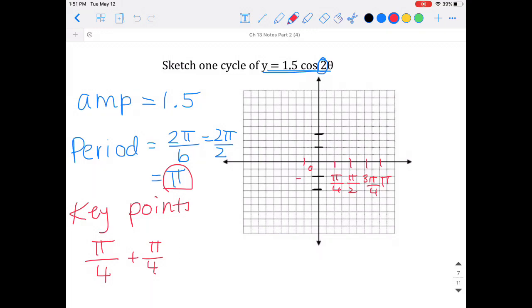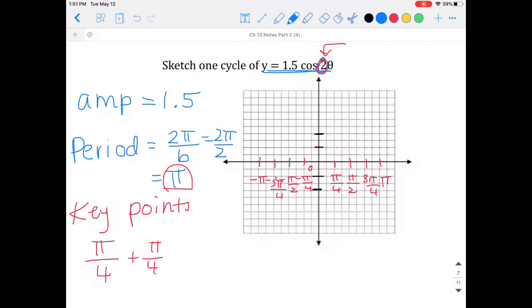We have negative pi over 4, negative pi over 2, negative 3 pi over 4, and negative pi. Remember, this b value tells you how many cycles we go through from 0 to 2 pi. So we're going to get through 2 cycles from 0 to 2 pi, which means we're going to get through 1 cycle from 0 to pi. So now once we have all this labeled, we can start graphing our points.